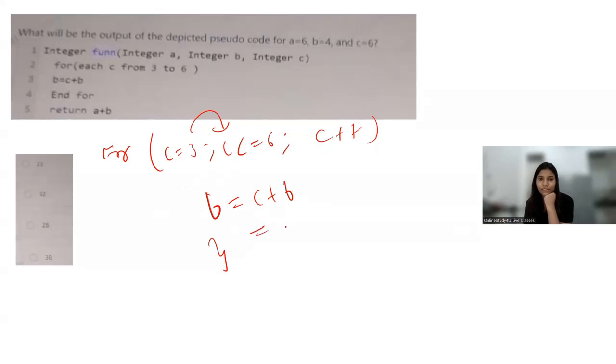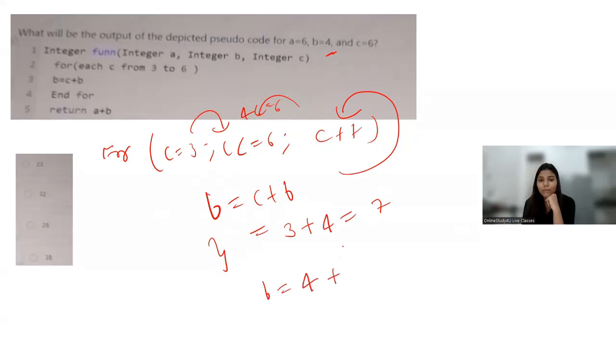So it will be C plus B. The current value of C is 3 plus the current value of B is 4. Right? From here I am taking. So it will become 7. Control will go here. It will increment the count of C, so C will be 4. 4 is less than or equal to 6. Yes. So once again the condition is true. So B will be C plus B. C is 4 now, plus B was 7, so it will become 11.